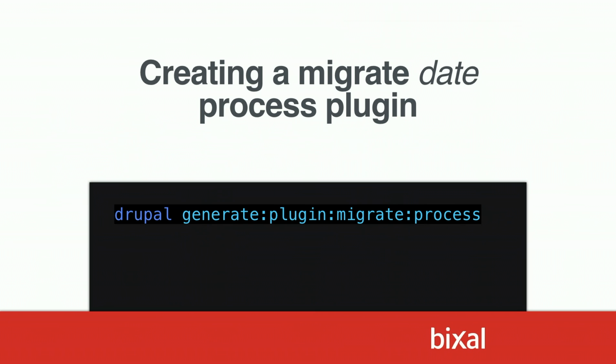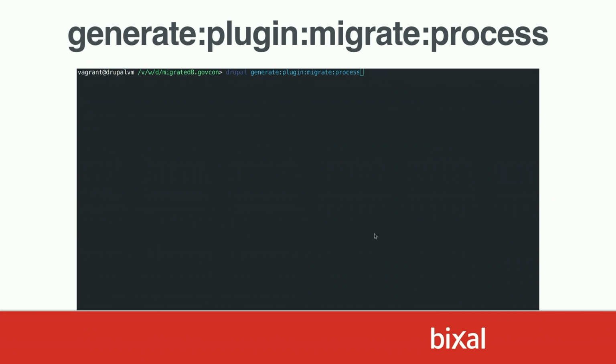So I'm going to create a new process plugin to transform the data because Drupal needs it in a certain way. I'm running a command, drupal generate:plugin:migrate:process. It will take you through a series of questions, like which module should this plugin live in. So I'm doing migrate_from_symfony, which is the name of the module that I created to perform the migration. I'm going to give it a class name. In this case it's date to timestamp, something like that.